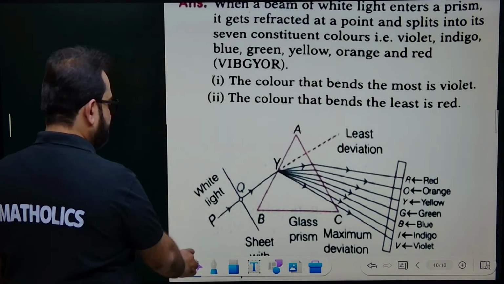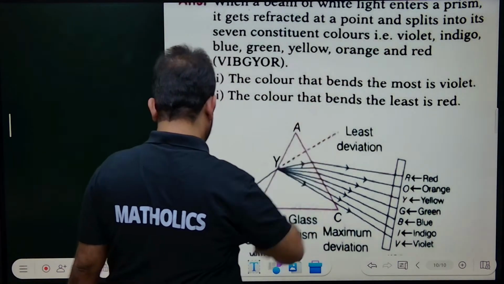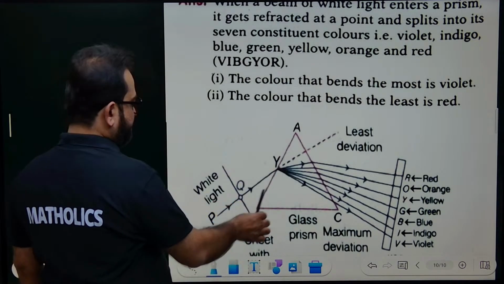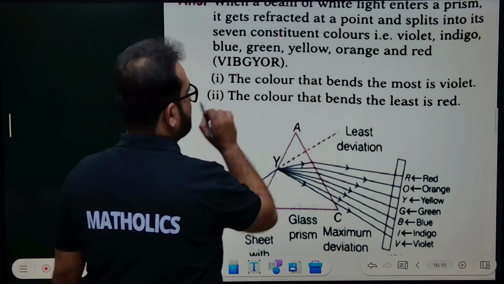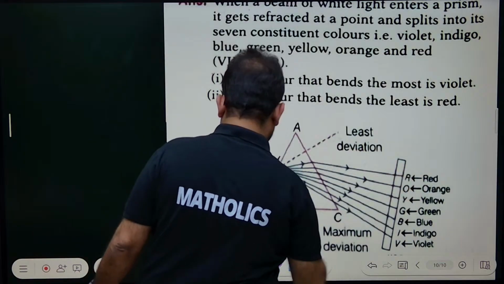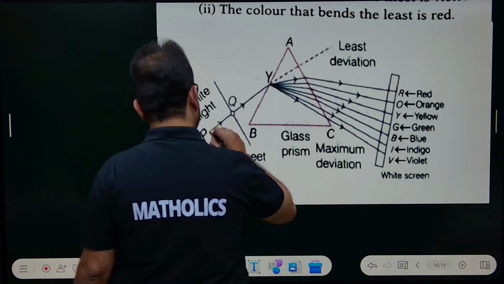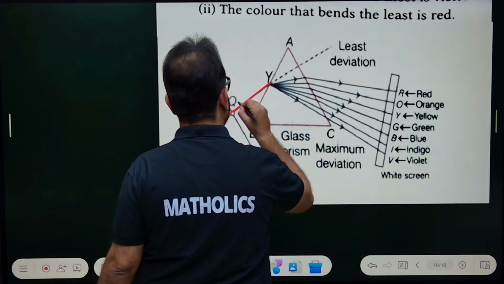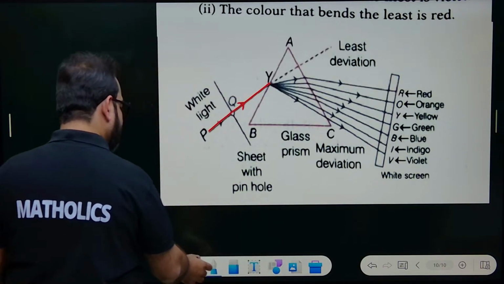So the light actually breaks into VIBGYOR. It splits into 7 constituent colors, and those colors are namely VIBGYOR. We'll see how it actually goes through this prism. Now the color that bends the most is violet, and the least bending is in red. So see, this is how it is bending. A ray of light is coming like this. Now it's actually bending. What happens inside a prism?